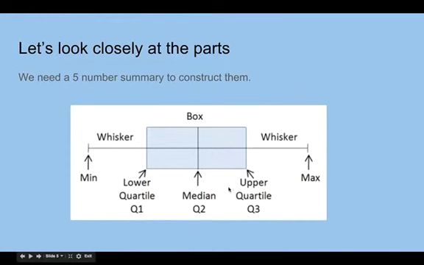Now let's look more closely at the parts. You can see that there are 5 essential parts, and we create a 5-number summary to construct them. We need to have the minimum, the lower quartile or Q1, the median or Q2, the upper quartile Q3, and the maximum.